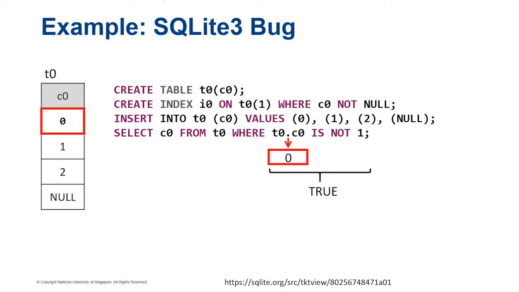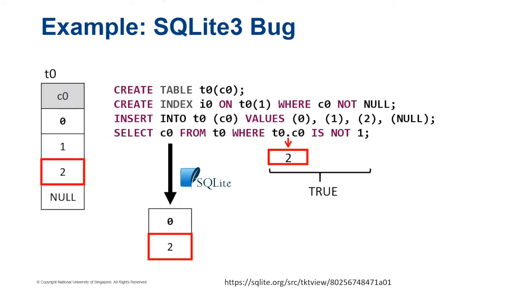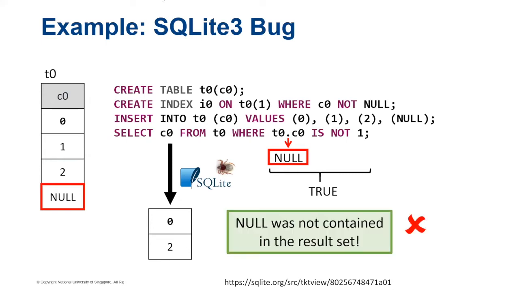Now, what's the expected result here? Well, 0 IS NOT 1 should evaluate to true, so this should be part of the result set. 1 IS NOT 1 should evaluate to false, so this will not be contained. 2 IS NOT 1 evaluates to true. And now, since we are using this null-safe comparison operator, NULL IS NOT 1 should also evaluate to true, so this should also be part of the result set. Now, when we tested the latest version of SQLite at that time, it failed to fetch the null value. And the technique that I'm going to present now was able to find this bug.